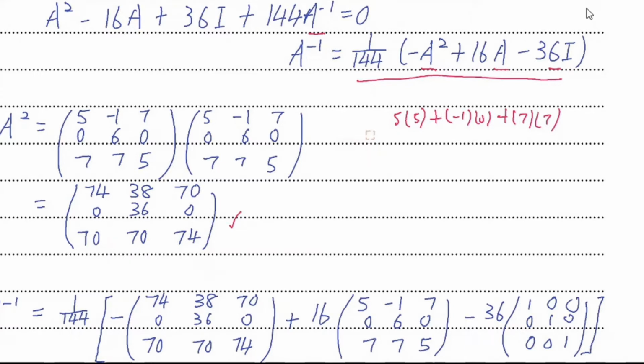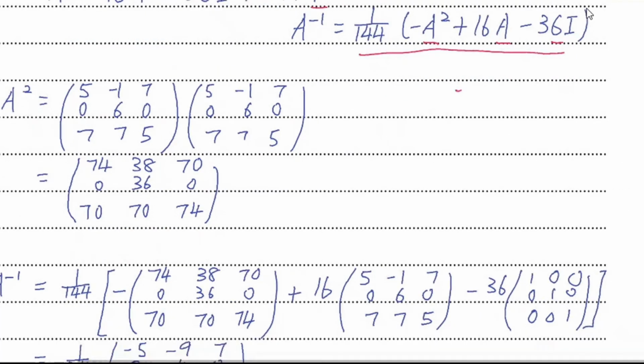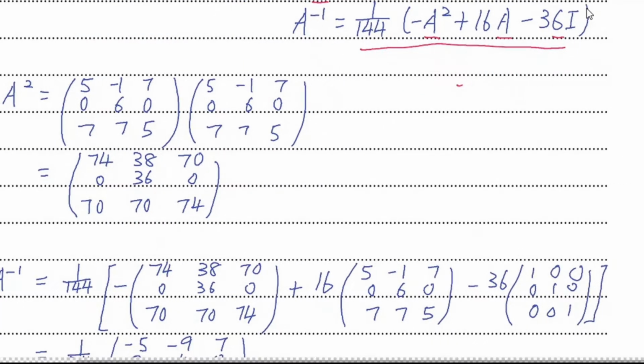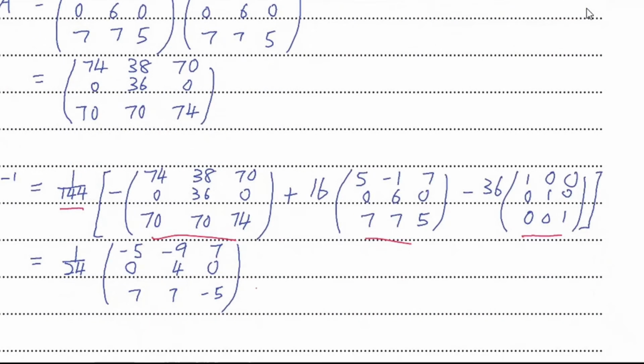Okay, so we have got the A square already. I do it separately because if you do it in one shot, it might be very confusing or it might be very long. You might make mistakes from that. So I take out the A square and do it separately. Then only after that I substitute everything. So this is 1/144 of negative A square, 16A and also 36 times the identity. So from here, we will have got this result.